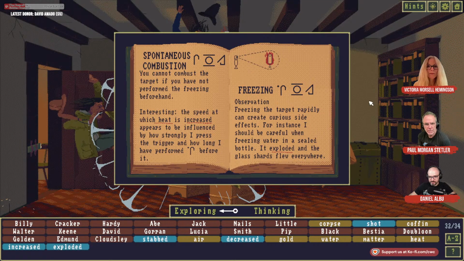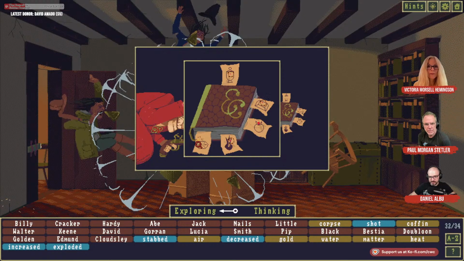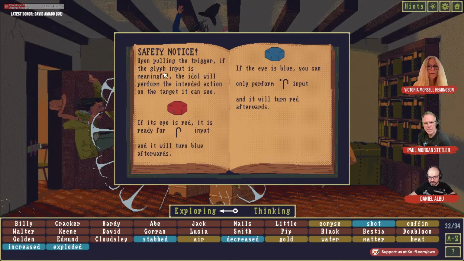Wow. He just found out that ice takes up more space than liquid. Oh, he pulled a trigger, so that's why he has the gun.